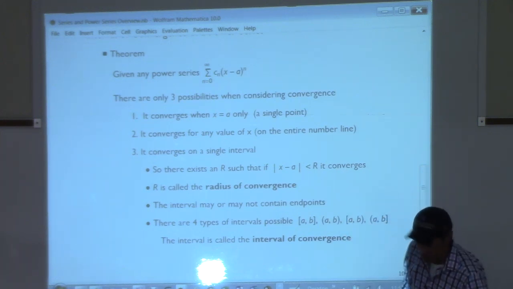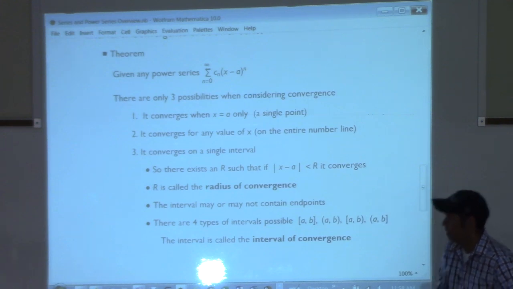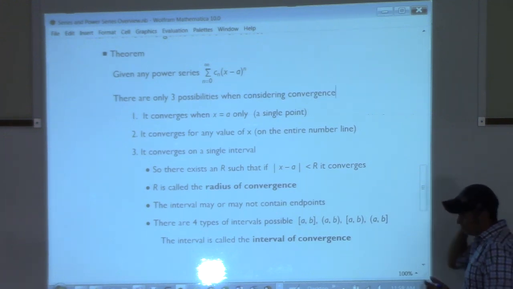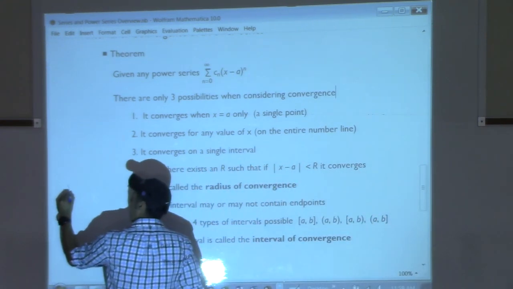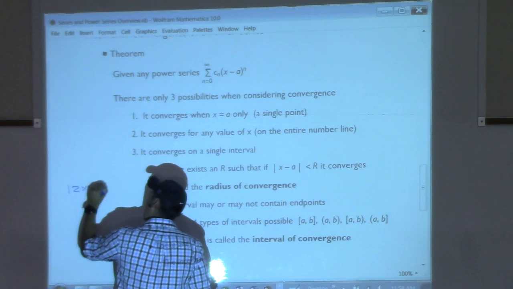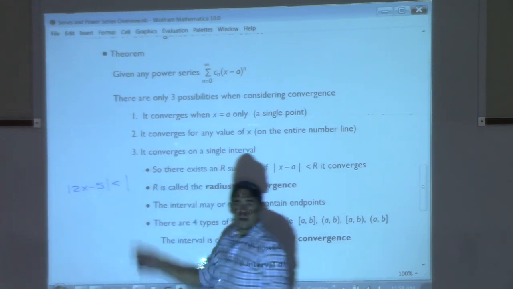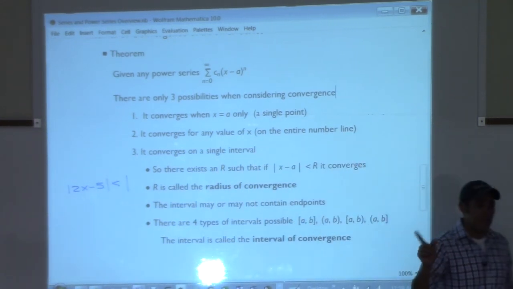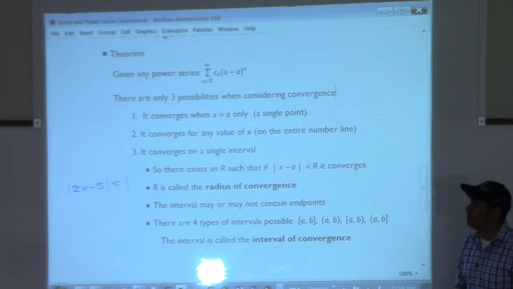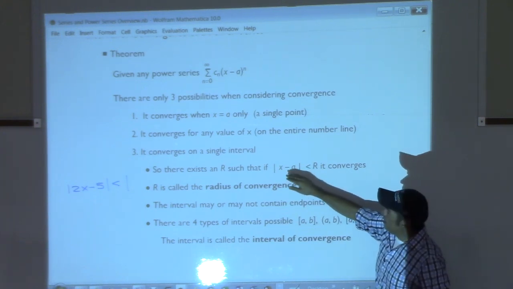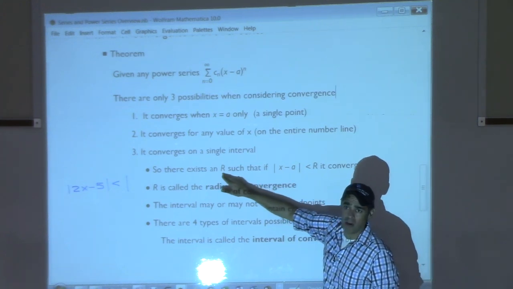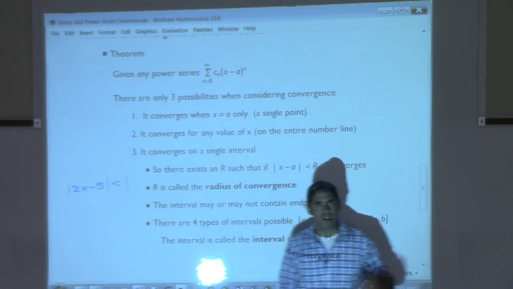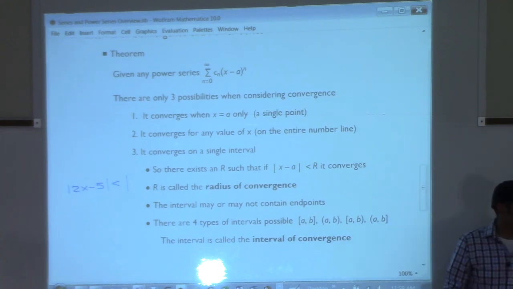So for us, go back and look at your work for the problem we did. We got to a point where it said absolute value of 2x minus 5 was less than 1. Do you remember when we got to that? Okay, this is the answer that gave us an interval, right? We had to check the endpoints, didn't we? But if we can make it look like this, then we will identify this thing called R. And this thing R is called the radius of convergence.